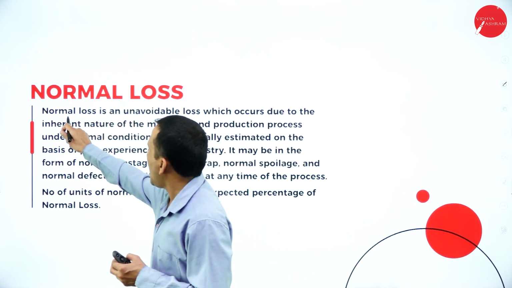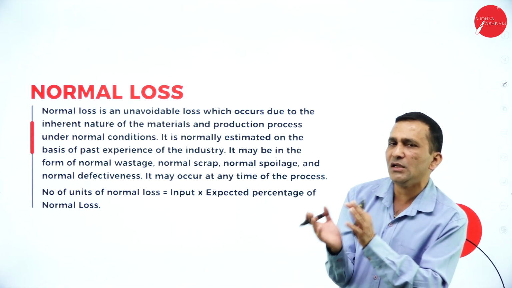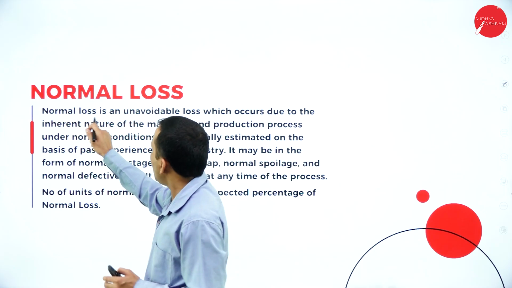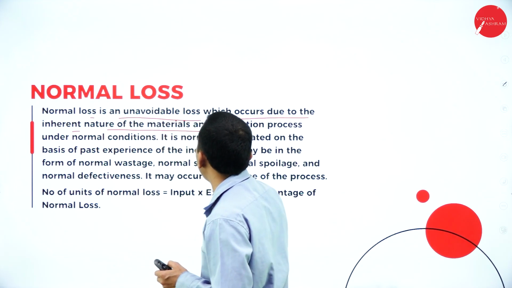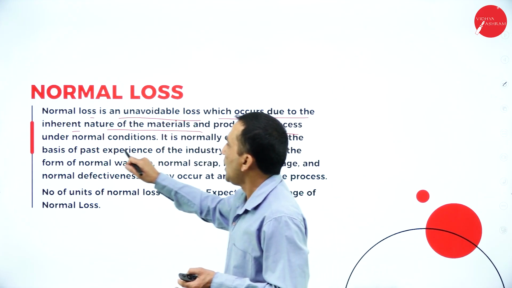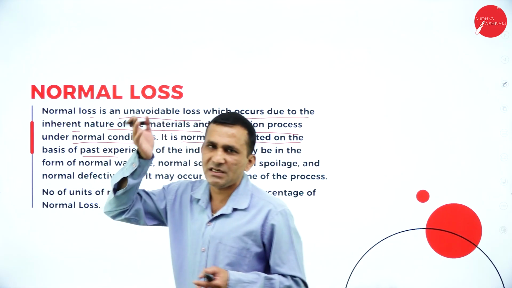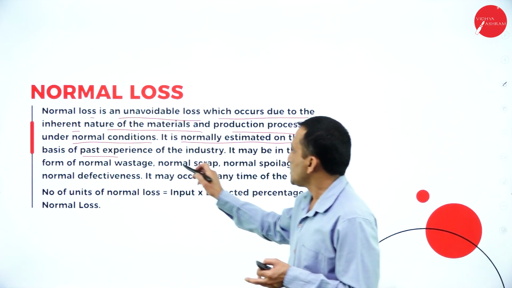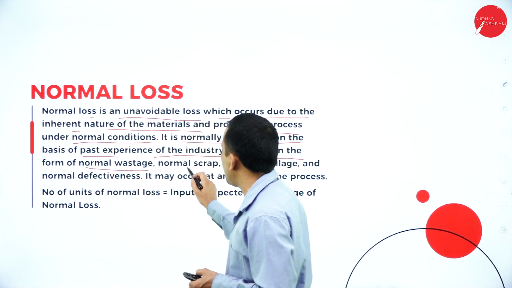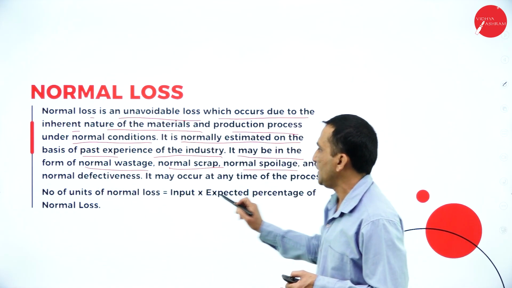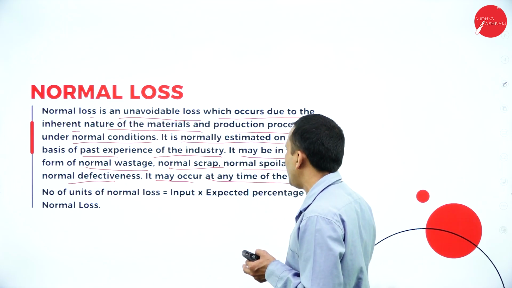And the normal losses: I told you there are two losses we have identified. One is normal loss and one more is abnormal loss. Normal loss is the unavoidable loss which occurs due to the inherent nature of the material or handling in the production process under normal conditions. It is normally estimated on the basis of past experience of the industry. It may be in the form of normal wastage, normal scrap, normal spoilage, or defectiveness or negligence, which may occur at the time of the process.